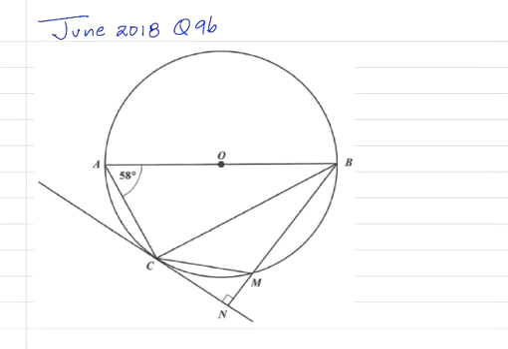June 2018, question 9b. The question reads: the diagram below, not drawn to scale, shows a circle with center O. The points A, B, C, and M are on the circumference. The straight line CN is a tangent to the circle at the point C and is perpendicular to BN.